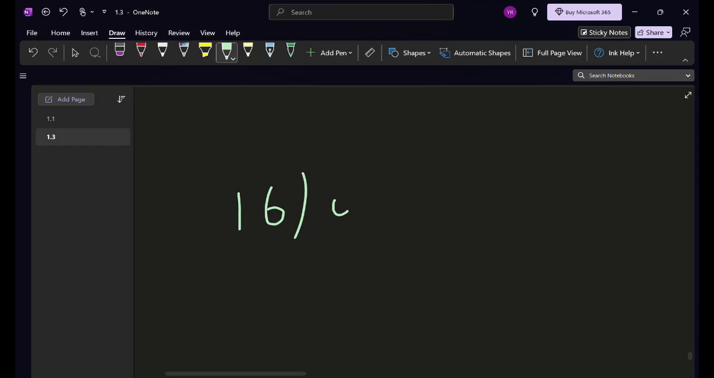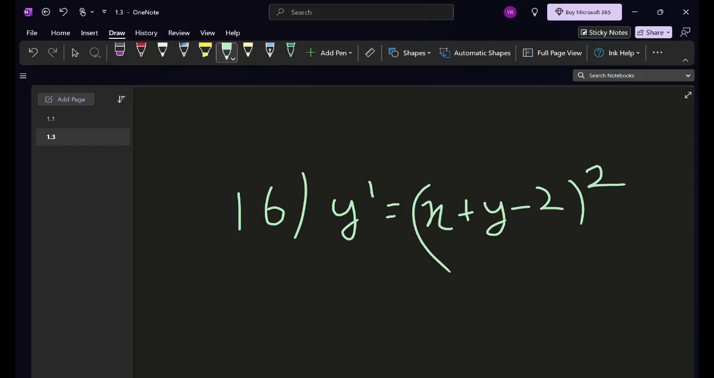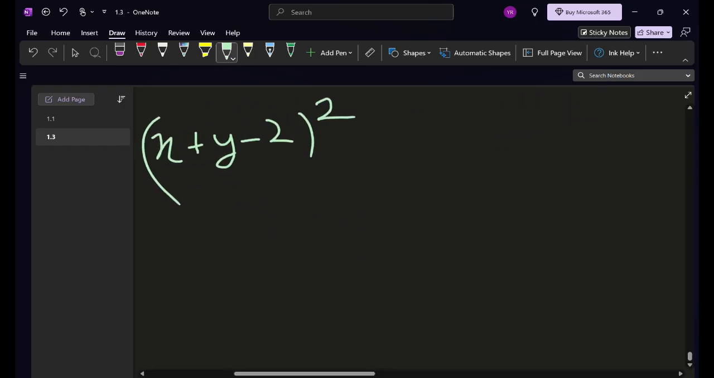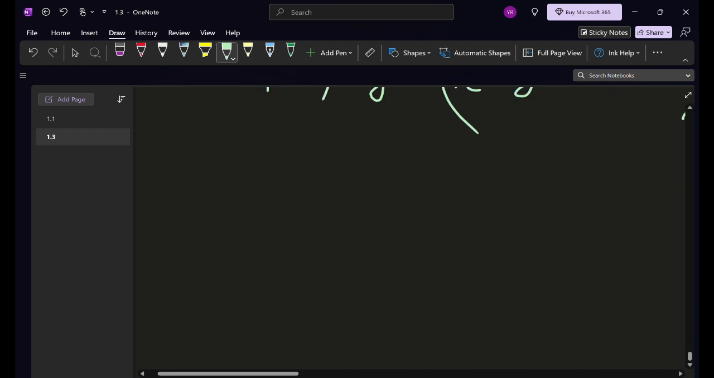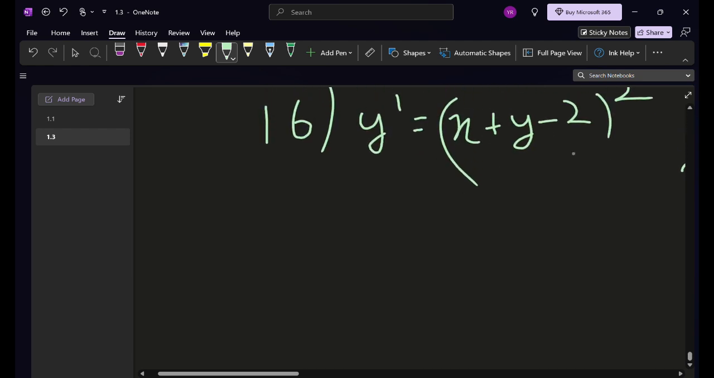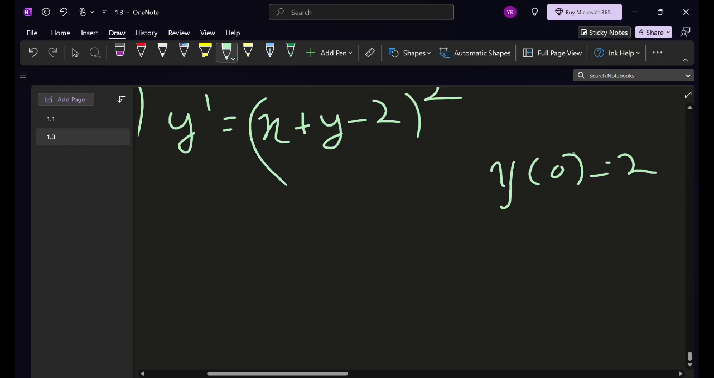So the question is given as y dash is equal to (x plus y minus 2) to the power whole square. And the initial value we have been provided with is y of 0 is equal to 2. Now we're gonna put this whole term as a variable v. So this is gonna be x plus y minus 2 is equal to v.